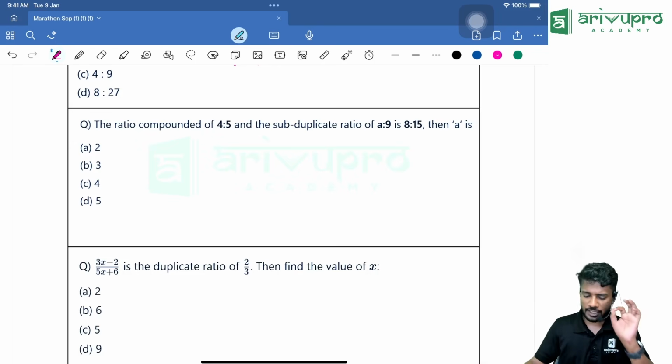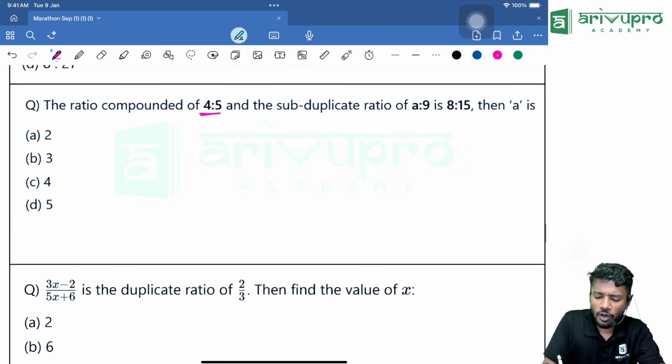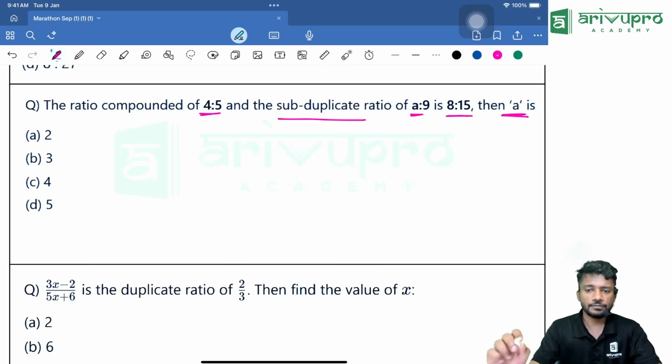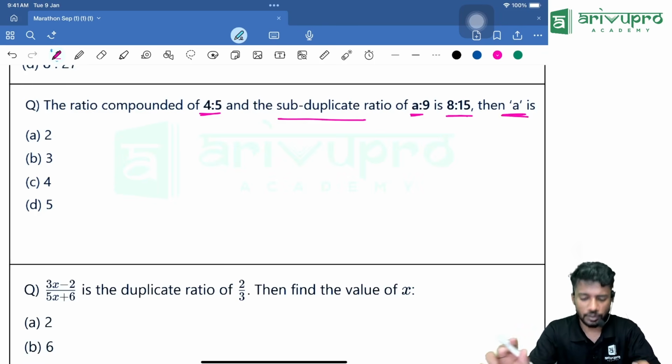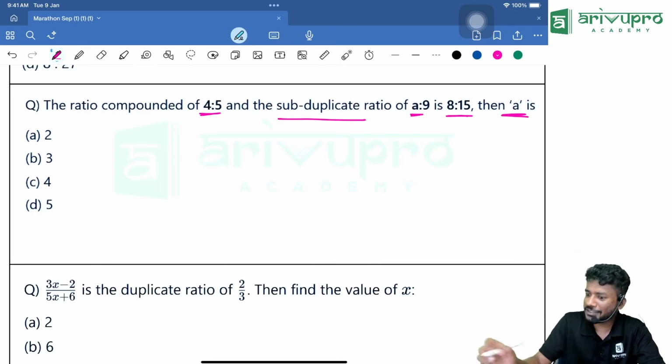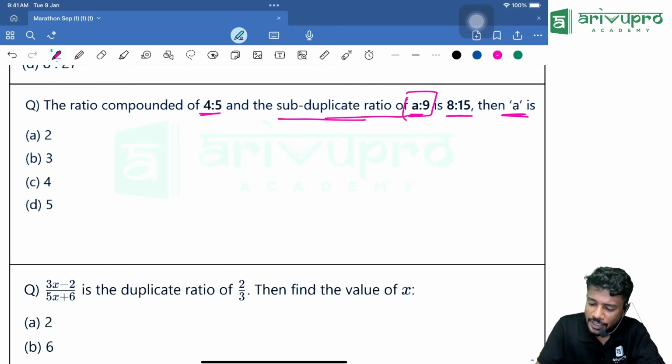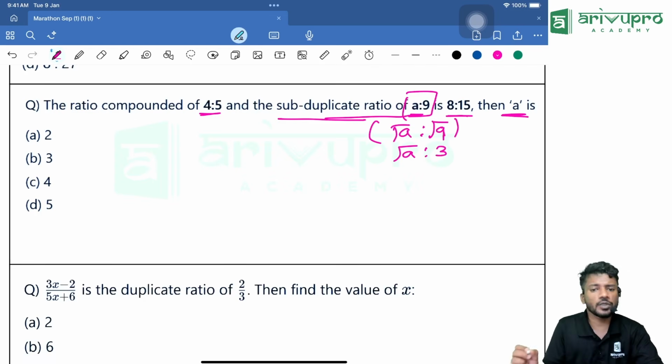The ratio compounded of 4 is to 5 and the sub-duplicate ratio of A is to 9 is 8 is to 15. Then A is what? So read the question carefully. How to find this? First we need to find the sub-duplicate of A is to 9. The sub-duplicate of A is to 9 is nothing but root A is to root 9. That is nothing but root A is to 3. Root 9 is what? 3.